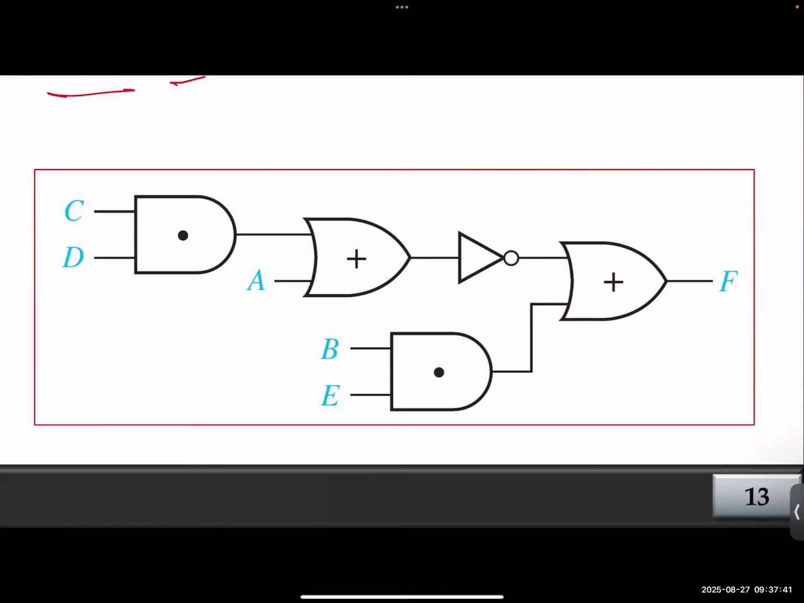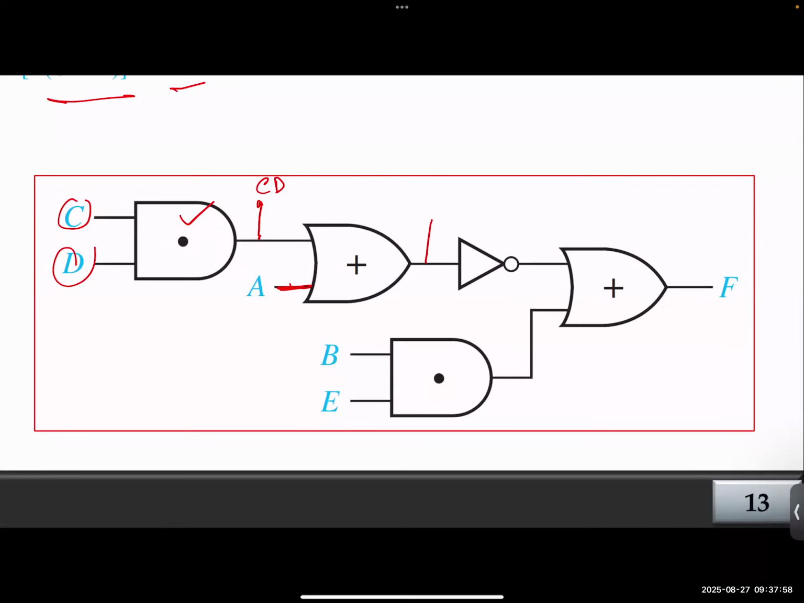Ready? Let's do it together very quickly. So this is an AND. You have two inputs, C and D. What should be here? C, D. Yes, thank you. And it doesn't matter if you do DC, it's the same. Then A and CD both are inputs for the OR gate. So you end up getting CD plus A, or A plus CD. I'm going to do it alphabetically, A plus CD. And then after the inverter, you should get A plus CD prime.